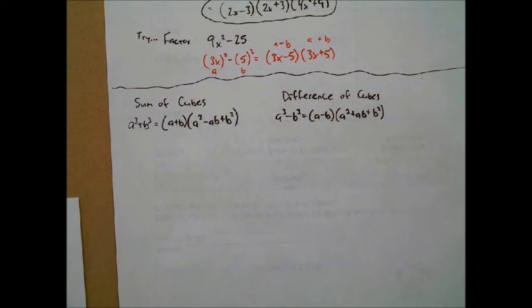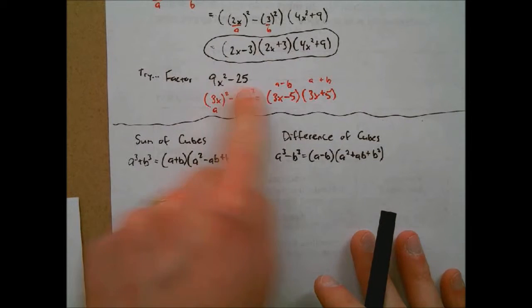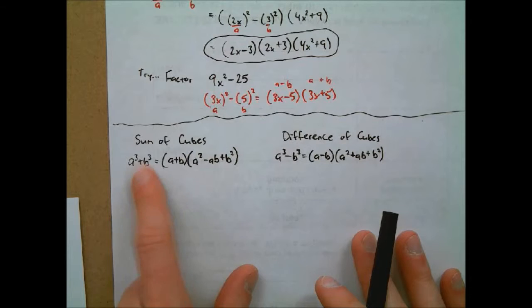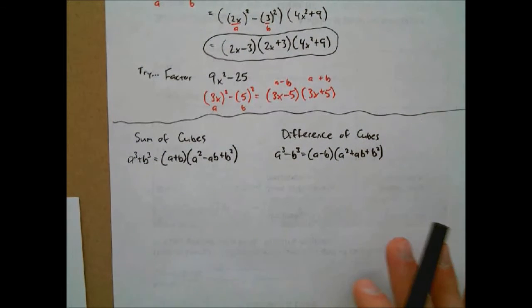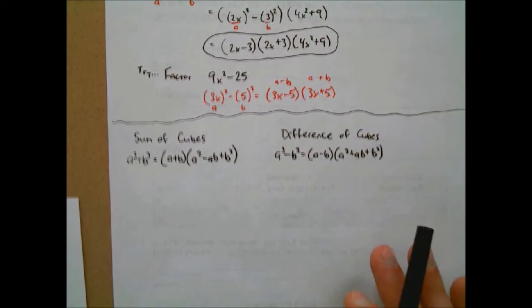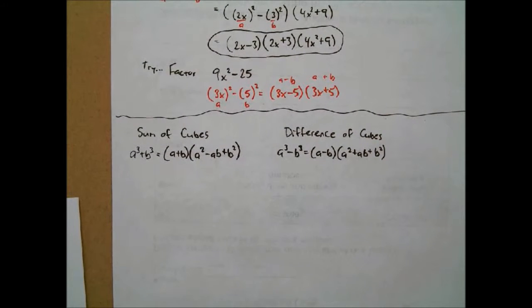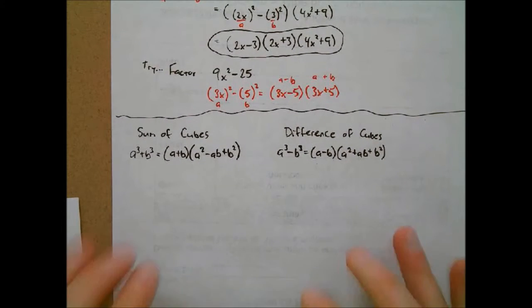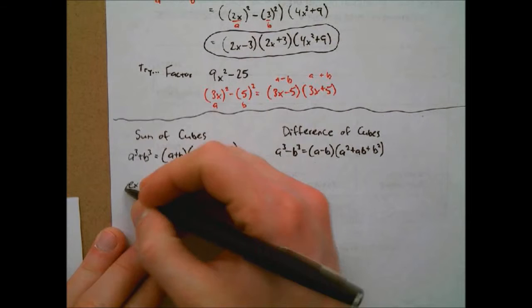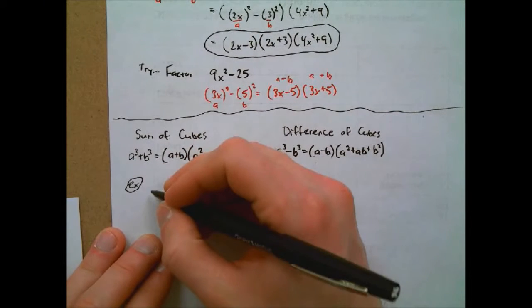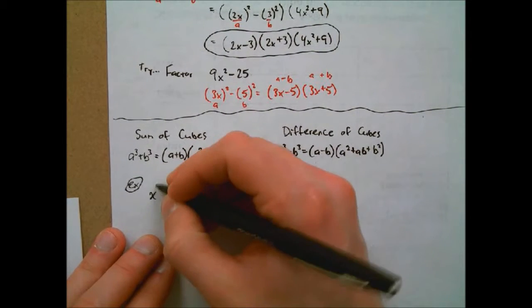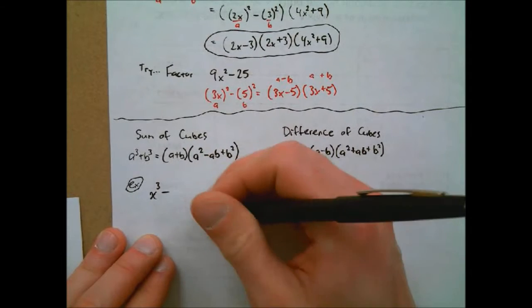But the way we do it is very similar to how we just did the difference of squares. All you need to do is recognize that you have a sum of cubes, then identify the a and b, and plug the numbers into the formula. So let me just show you what I mean by that. I'll do an example of each. Let me do x cubed minus 27.